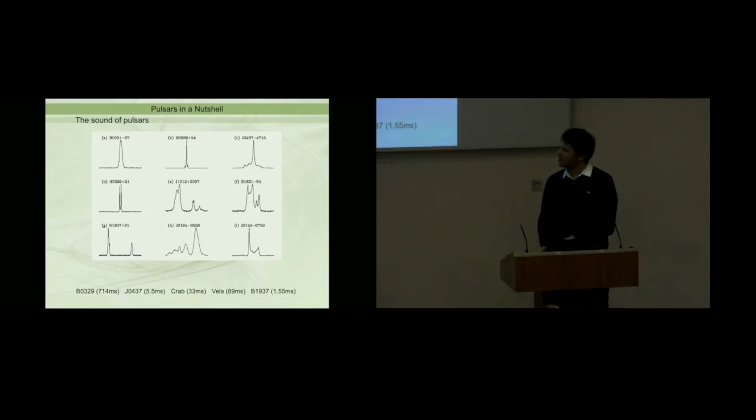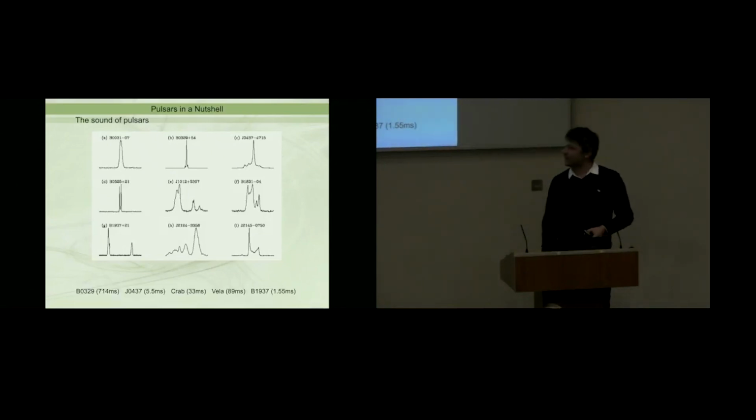Here's another one. So this one is called 0437. It's 5.5 millisecond. So you can't hear each blink. For this one, it's too fast. Then the crab pulsar is this one. So 33 rotations per second for this one. So you can just about hear each one of them.